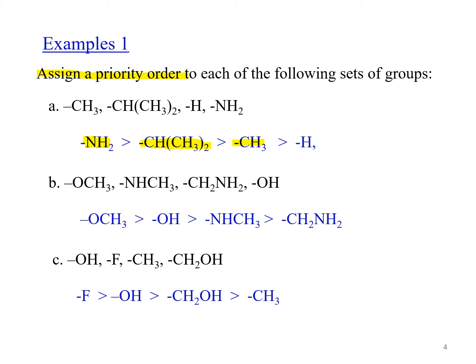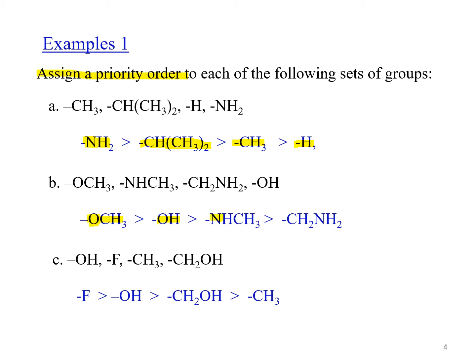Then the methyl group and hydrogen, which has only one atomic number, is at the last position in the first example. Moving on to the second one, again the same case, oxygen will be given priority because of its high atomic number, but this oxygen has a methyl group or a bigger group attached to it, so this is at 1, whereas the oxygen and H, or the hydroxyl group, is at position number 2 because it has a smaller atom attached to it.